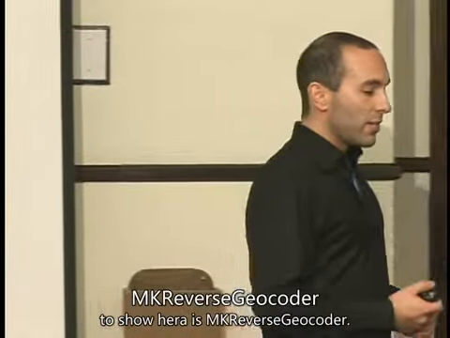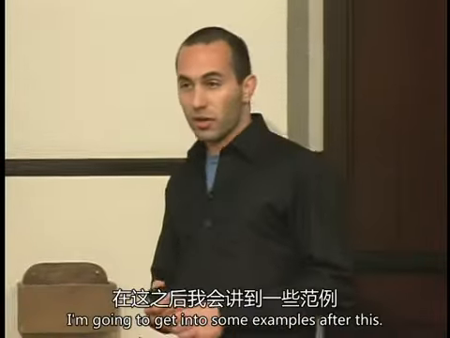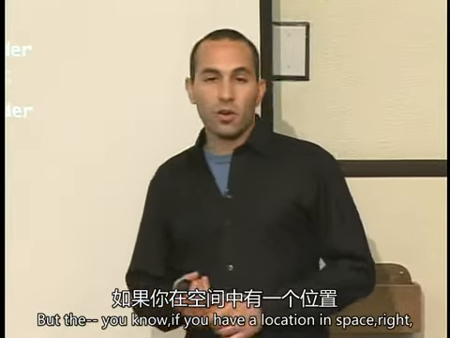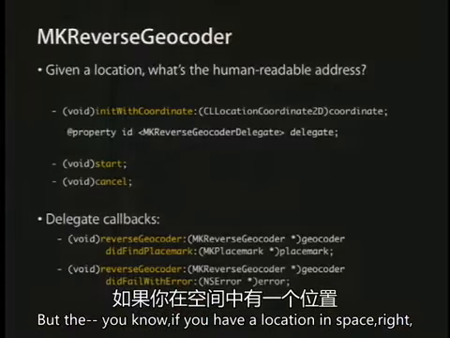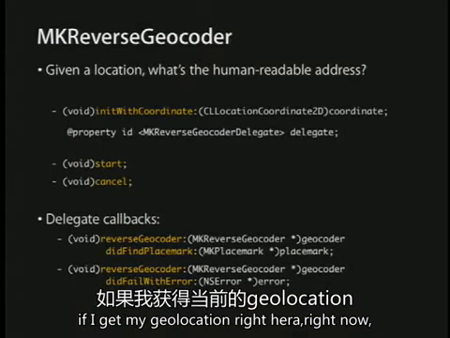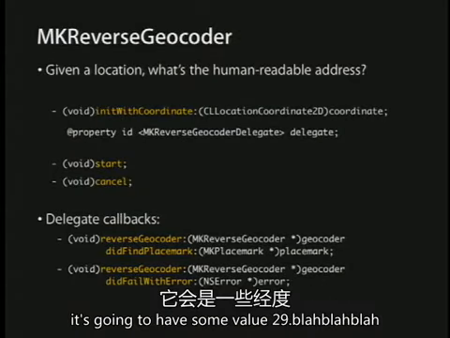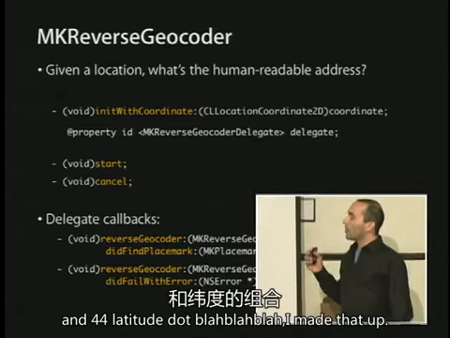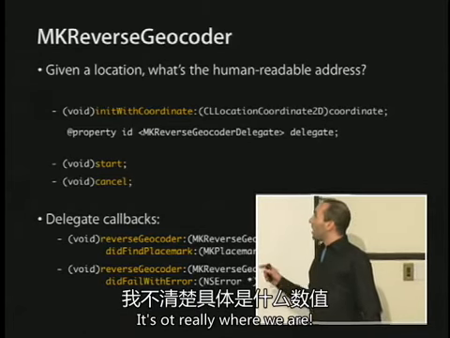And the last class I want to show here is MKReverseGeocoder. I'm going to get into some examples after this. If you have a location in space, say I get my geolocation right here, right now, it's going to have some value, 29 dot blah blah blah and 44 latitude dot blah blah blah. I made that up. That's not really where we are.